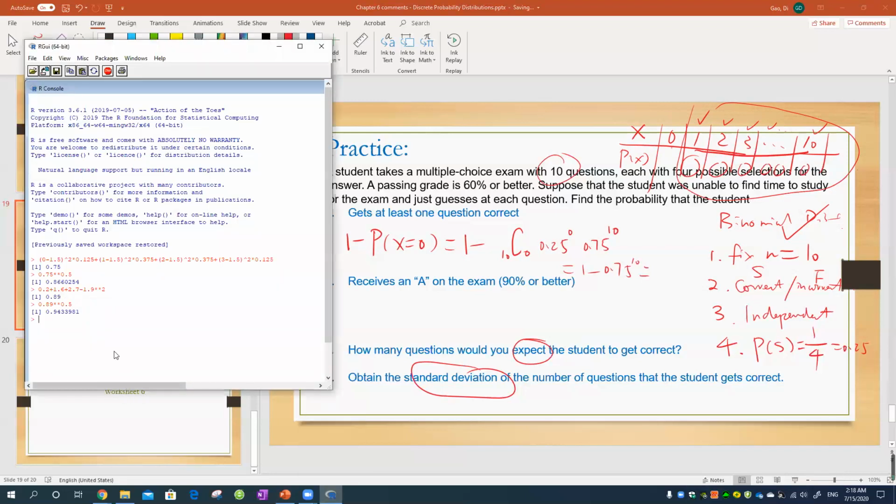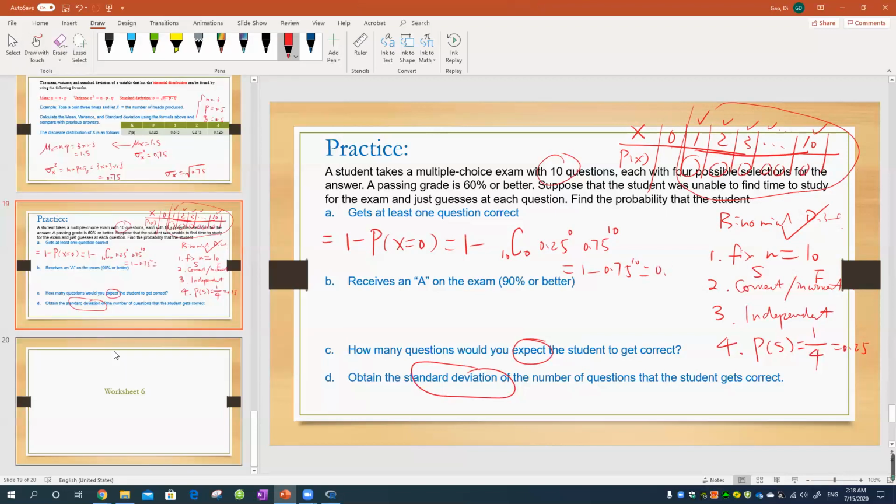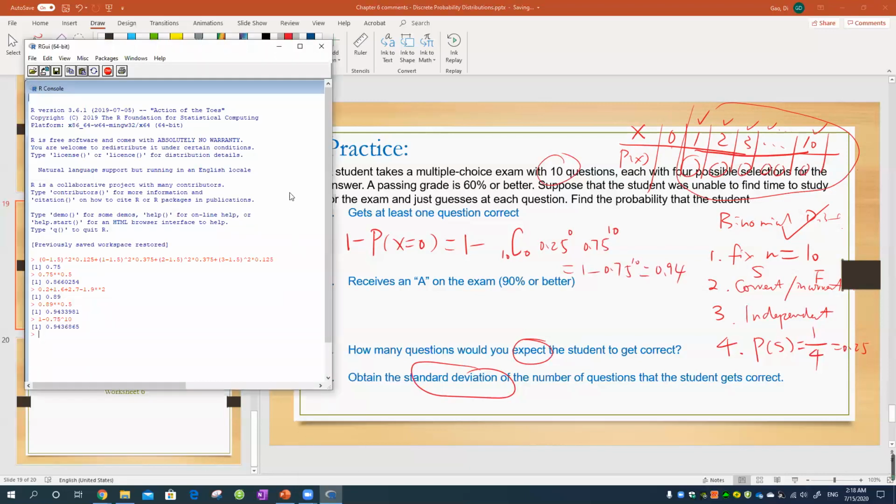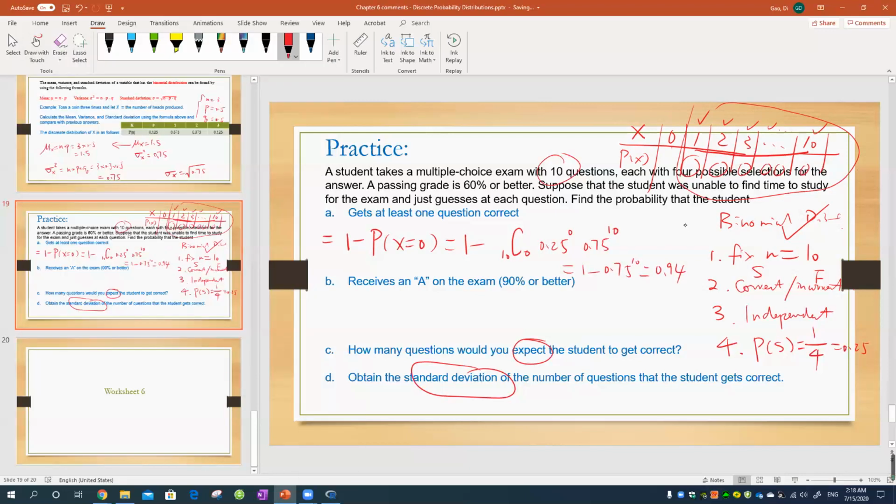So we can calculate that using the calculator. 0.75 to the power of 10, so that is 0.9437. So basically, the probability that the student gets at least one question correct will be 94%.